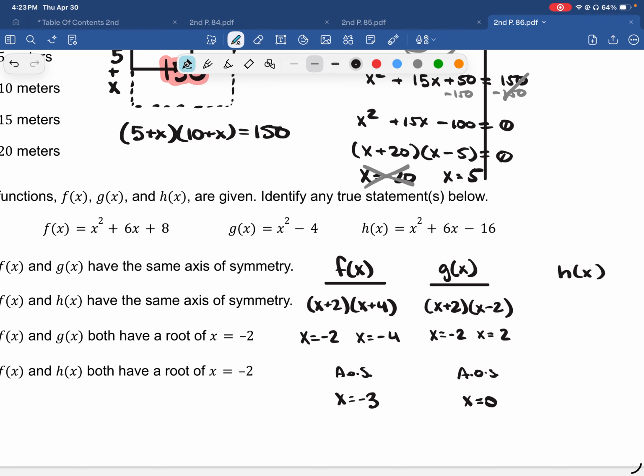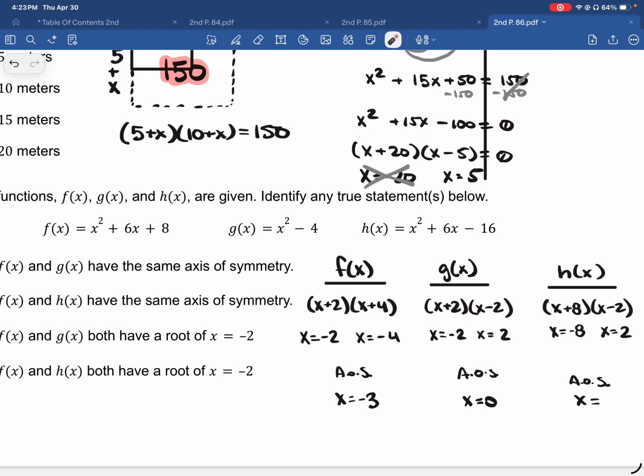Finally, h of x. We're looking for factors of negative 16 that add to positive 6. That would just be positive 8 and negative 2, which means you have a solution of negative 8 and positive 2. The axis of symmetry, negative 8 plus 2 is negative 6. Half of that is negative 3.